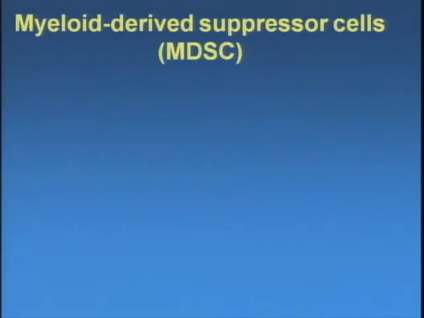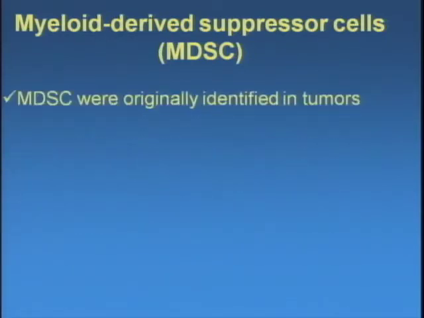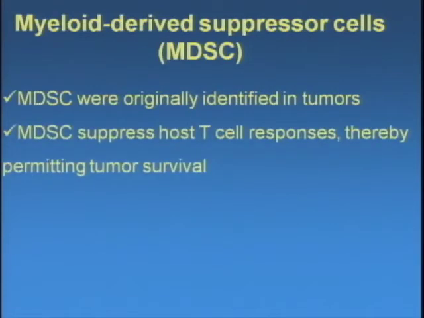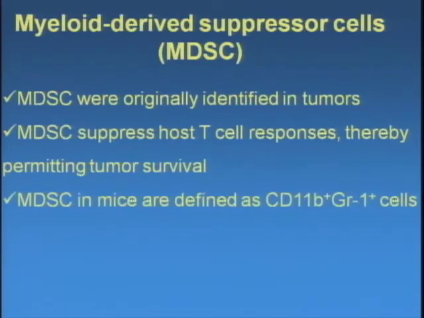So what are MDSC, myeloid-derived suppressor cells? Those MDSCs were originally identified in tumors. And they suppress host T-cell responses, and therefore permit tumor survival. And in mice, MDSC are defined as CD11b positive and GR1 positive cells.